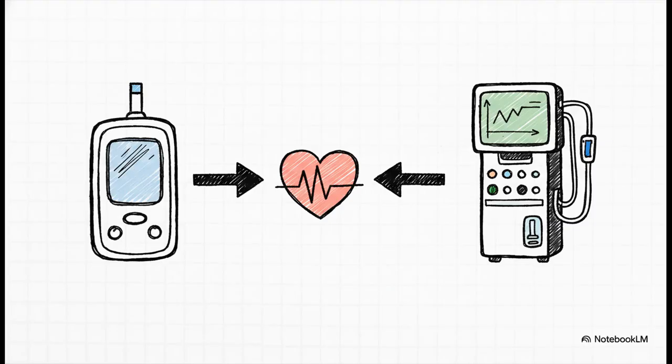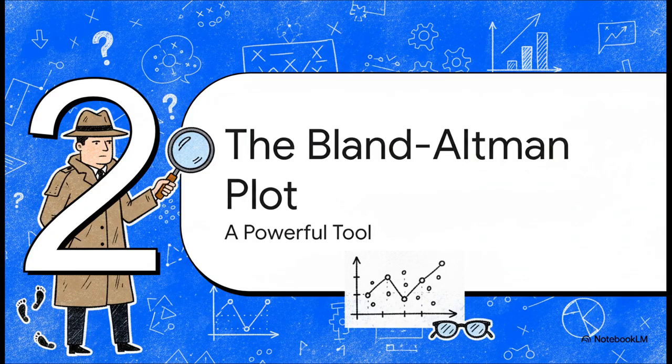Let's make this super real for a second. Imagine you're comparing a new, at-home blood sugar monitor with the super accurate one at the hospital. For a patient who relies on that number to manage their health, the difference isn't just statistical noise. It's a huge deal. Their health literally depends on those two measurements agreeing. So, how do we crack this case?